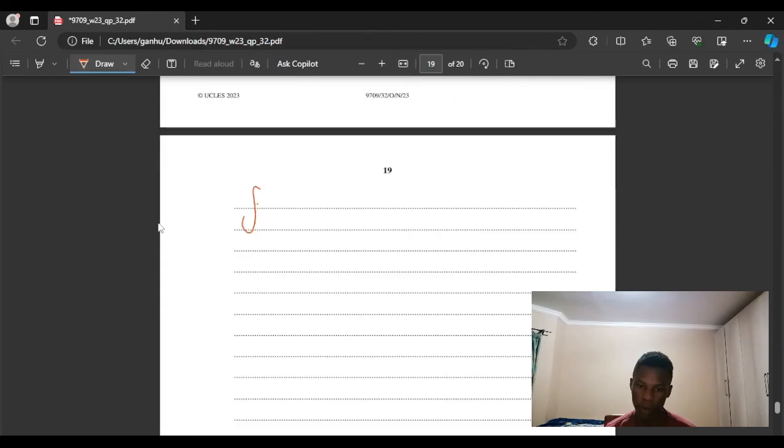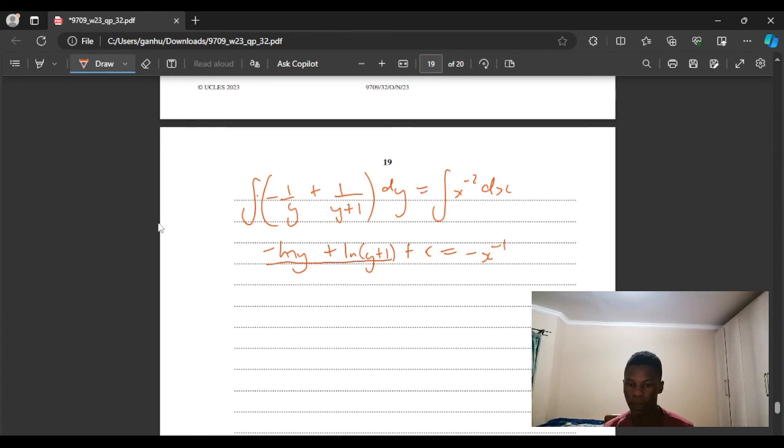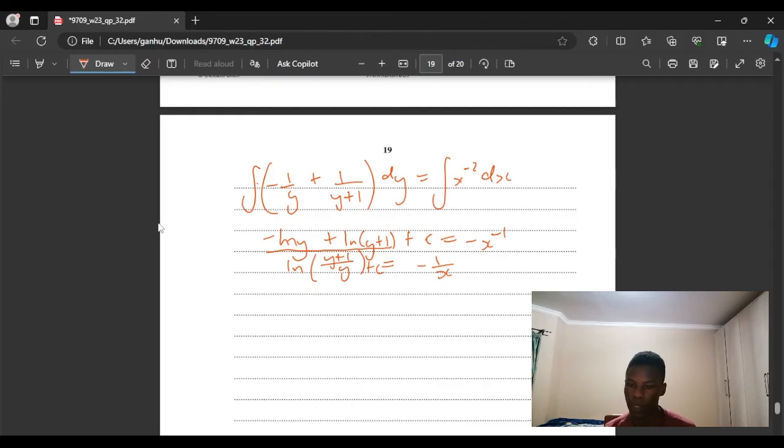Now we can actually integrate. So it becomes the integral of negative 1 over y plus 1 over y plus 1 with respect to y is equal to the integral of x to the power negative 2 with respect to x. If you integrate negative 1 over y, you get negative ln y, and then 1 over y plus 1 is ln y plus 1 plus a constant is equal to, that would become negative x to the power negative 1. And let's use laws of logarithms to simplify that. This would become ln y plus 1 over y plus c is equal to negative 1 over x.